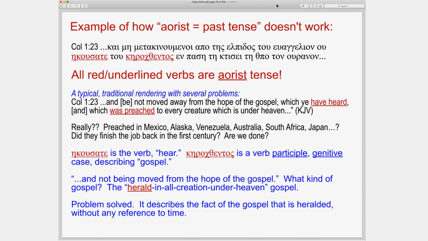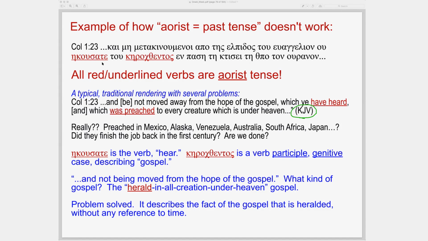The traditional rendering, okay, I used the KJV here, but pretty much all the translations do something similar. Be not moved away from the hope of the gospel, which ye have heard, and which was preached to every creature which is under heaven. Really? Preached in Mexico, Alaska, Venezuela, Australia, South Africa, Japan. Did they finish the job back in the 1st century? Are we done? If you use the past tense, it doesn't work. It's the aorist tense and it's timeless.